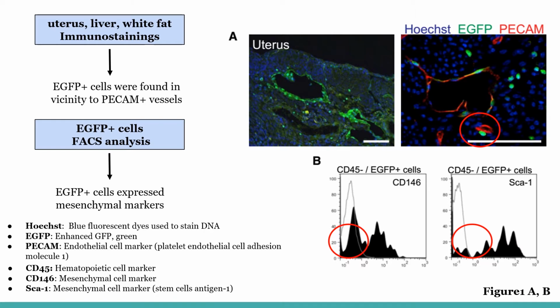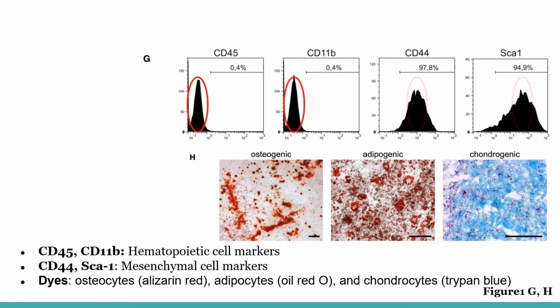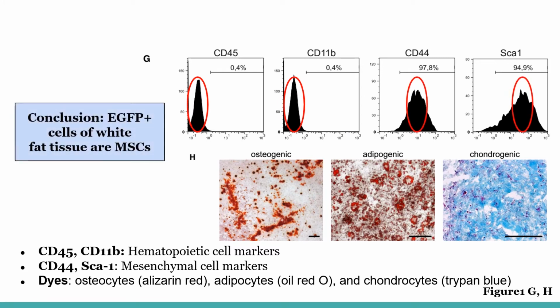And then to characterize the nature of the EGFP positive cells, they performed flow cytometry, and they found that these EGFP positive cells express the mesenchymal markers CD146 and SCA1, which are typical markers of the MSCs. And they are all CD45 negative, which is present in all differentiated hematopoietic cells, except the Ter119 cells and plasma cells. And then they examined the EGFP positive cells from white fat, which is the most frequently used for MSC isolation in vitro besides the bone marrow.